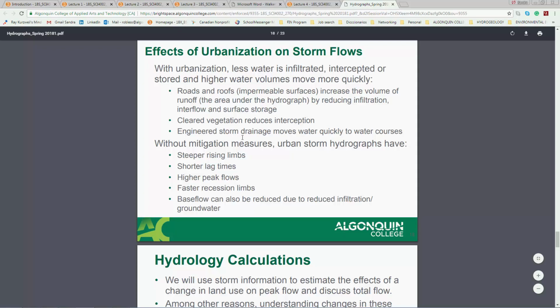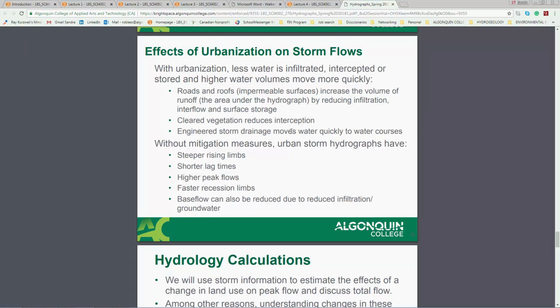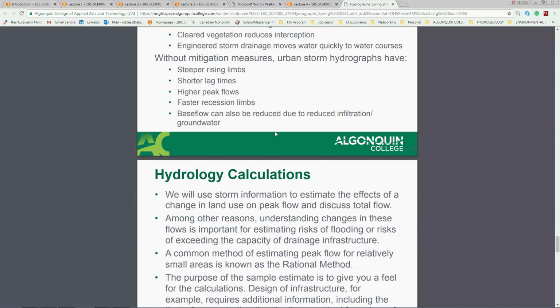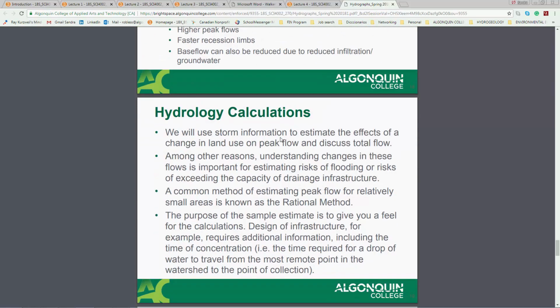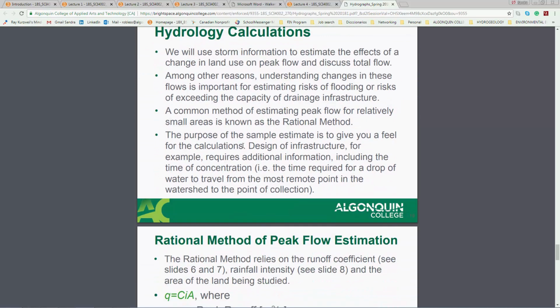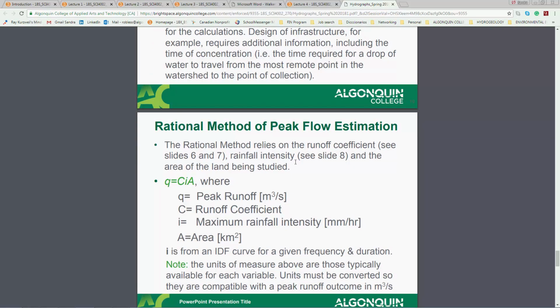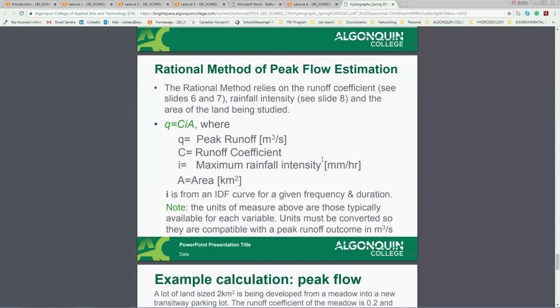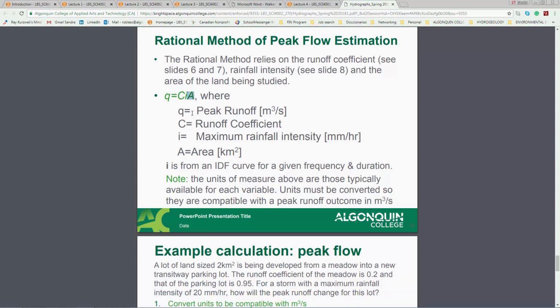So here we have a summary of the effects of urbanization on storm flows. Later in this week and in the following week, we will see the effect of that and calculations. In the quiz, we will have only one calculation, and it's about this rational method. So please keep clear all the concepts. This is discharge, the coefficient, the maximum rainfall intensity and area. And we need to calculate.